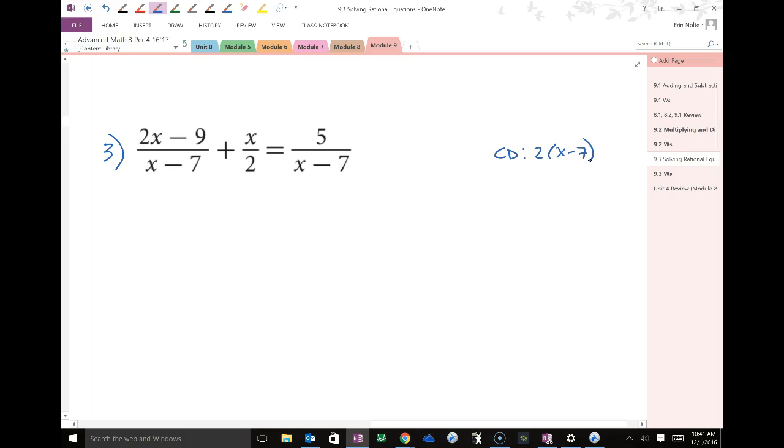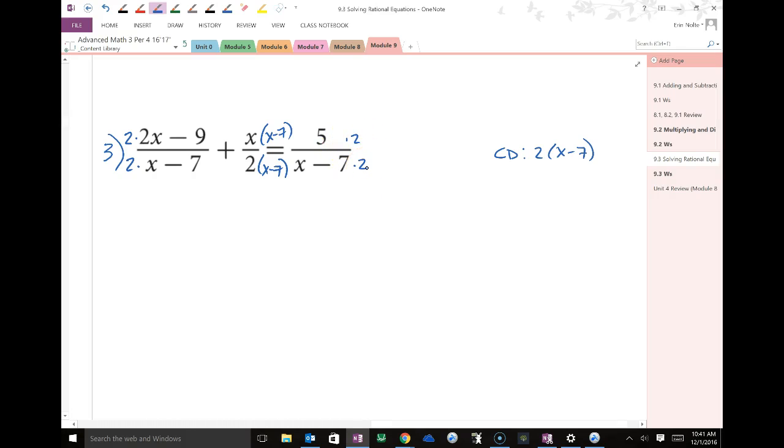Okay. So, my first fraction only has x minus 7, so what do I need to multiply by? 2. So I'm going to multiply my first one by 2. What does the second one need? 2 and x minus 7. And my third one needs the 2. Oh, I didn't start writing steps.